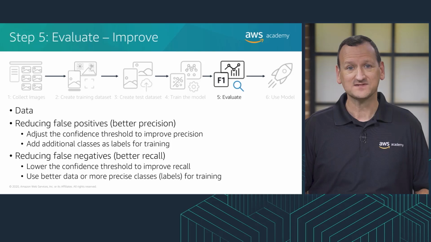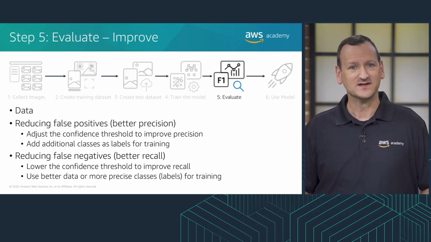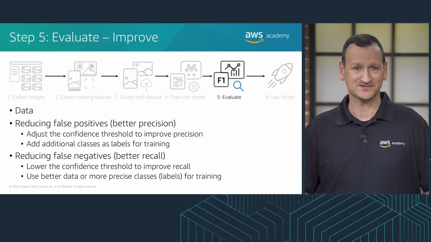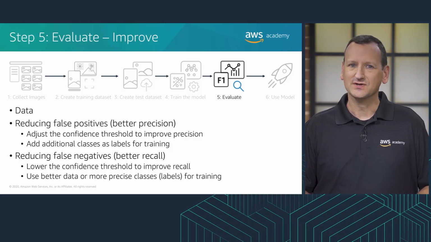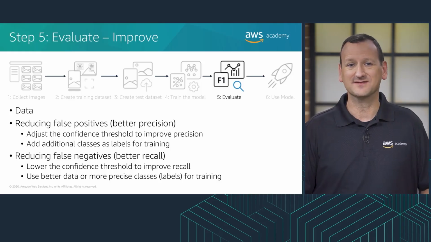Reducing false negatives often results in better recall. To reduce false negatives, first, lower the confidence threshold. This should improve recall. Also, use better examples to model the variety of both the object and the images they appear in.